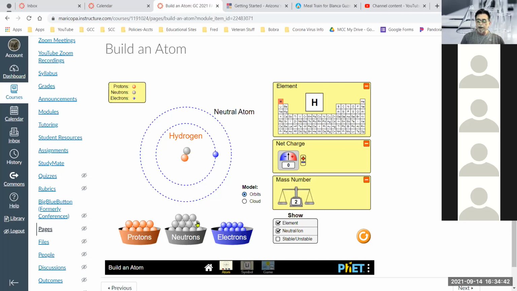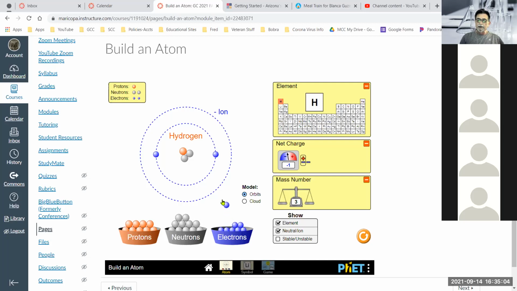Remember the AMU for the neutrons and protons are 1. Now keep in mind here, I added 1 neutron, and I still have hydrogen. I didn't change H; it's still hydrogen. I add a second one. I still have hydrogen. I can add an electron, and I still have hydrogen.